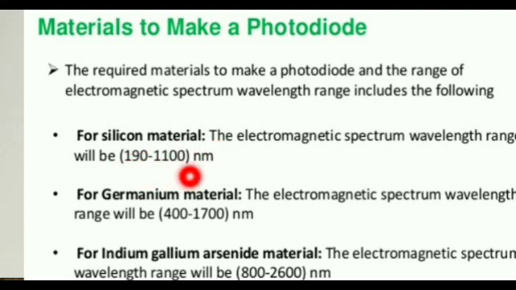192 to 1100 nanometer. For germanium material, the wavelength range is from 400 to 1700 nanometer. For indium gallium arsenide material, the wavelength range will be 800 to 2600 nanometer. So I'm highlighting silicon, germanium and indium gallium arsenide. These are the three materials to make a photodiode. Okay, students.